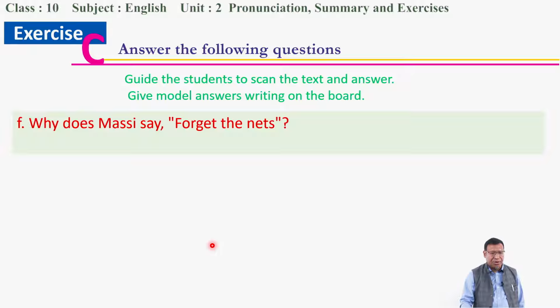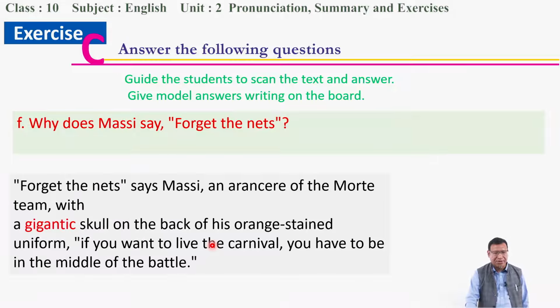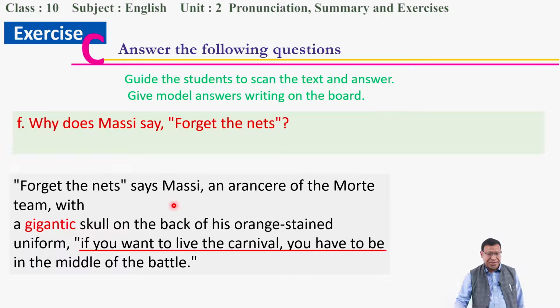Then finally, why does Messi say "forget the nets"? Again, Messi, while talking to our narrator, says, "forget the net." Why does he say so? Here also we don't have a direct answer. Sometimes the answers are not directly given in the sentences. You have to deduce the meaning. For example, if he says, if you want to leave the carnival, you have to be in the middle of the battle. So, "forget the net," says Messi. All this evidence gives us the idea why he says forget the nets.